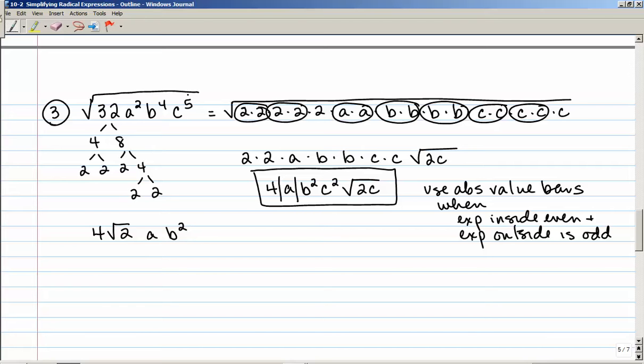And then c to the 5th, taking the square root of that is going to give me a c squared with a square root of c left over. Okay, put the stuff under the square root together. And then out front I'll have my 4 and my a, which has to be in absolute value bars, b squared, c squared. So a couple different ways to do it. If you can see the patterns in the numbers, go ahead and do it this way. If it helps to write out all of the factors, go ahead and do it that way.